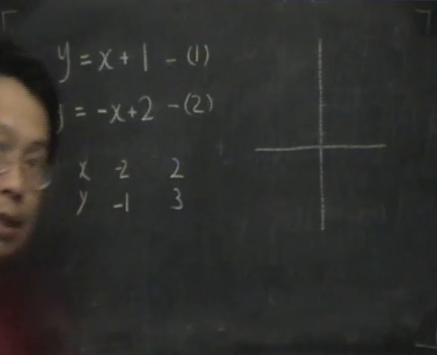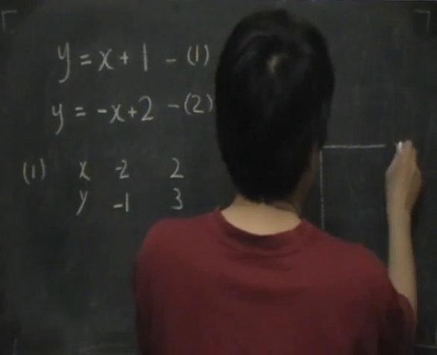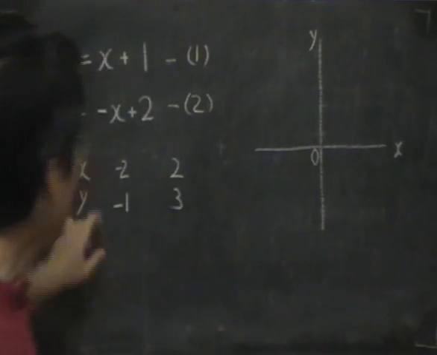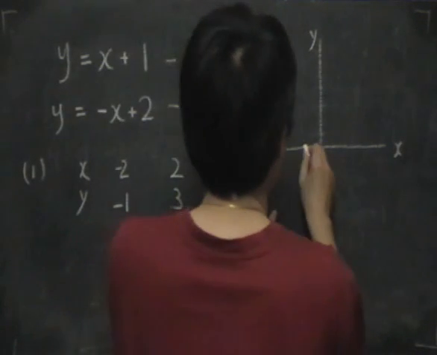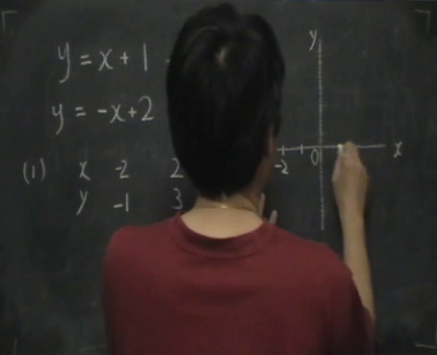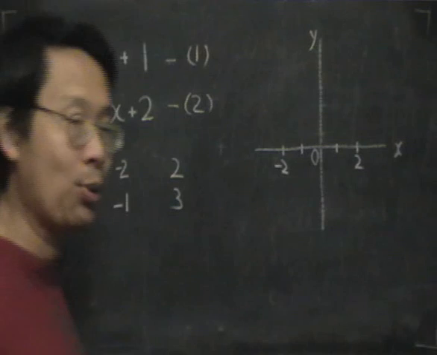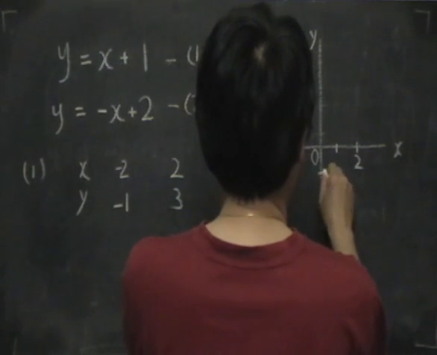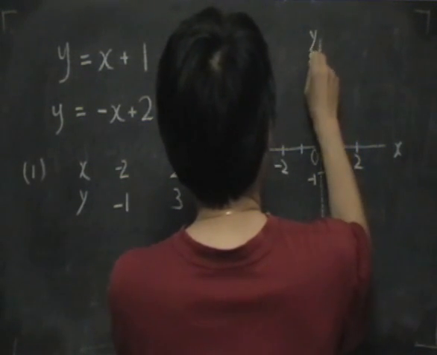Let me start by plotting the graph for equation 1. X-axis, y-axis, origin. So x goes from -2 to 2. So -1, -2, 1, 2. And y goes from -1 to 3. So that's -1. That's 1, 2, and 3.